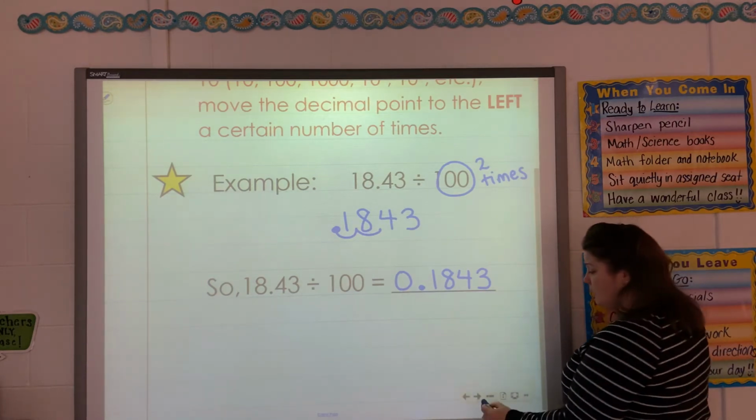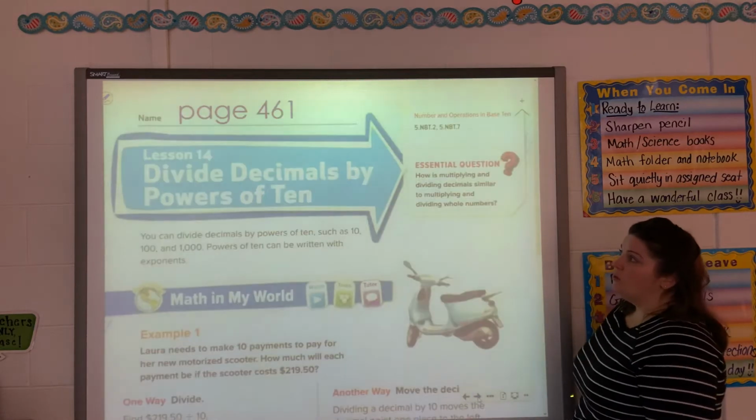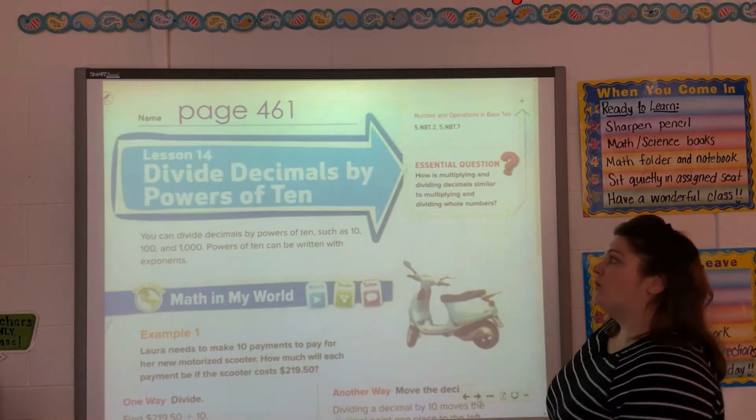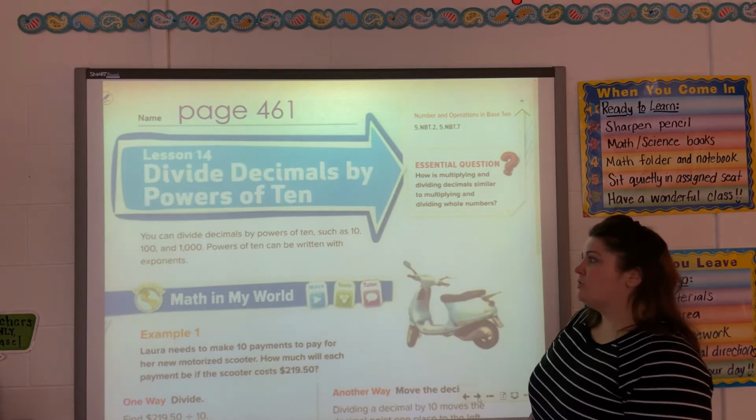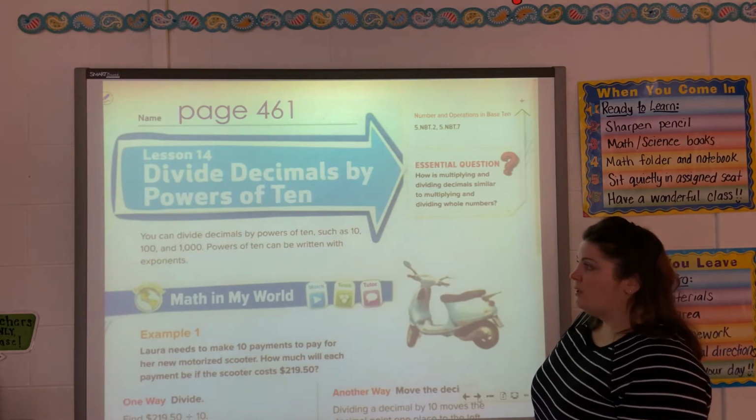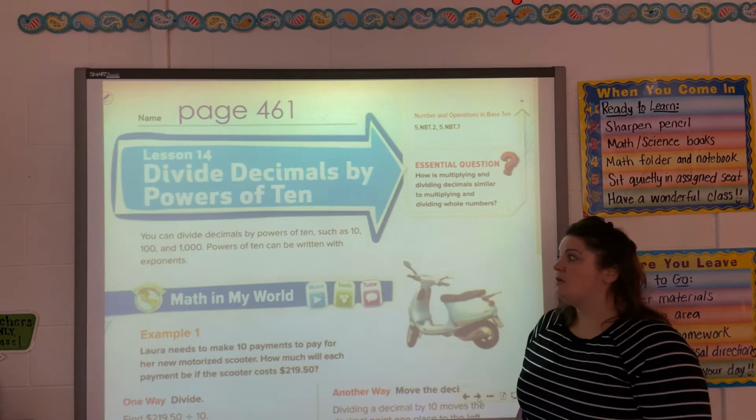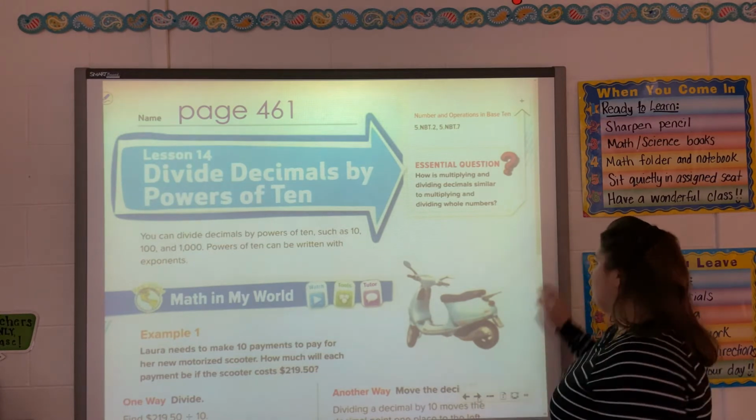All right, now let's get into our My Math books. We are on page 461. You can divide decimals by powers of 10, such as 10, 100, and 1,000. Powers of 10 can be written with exponents. We just saw that.